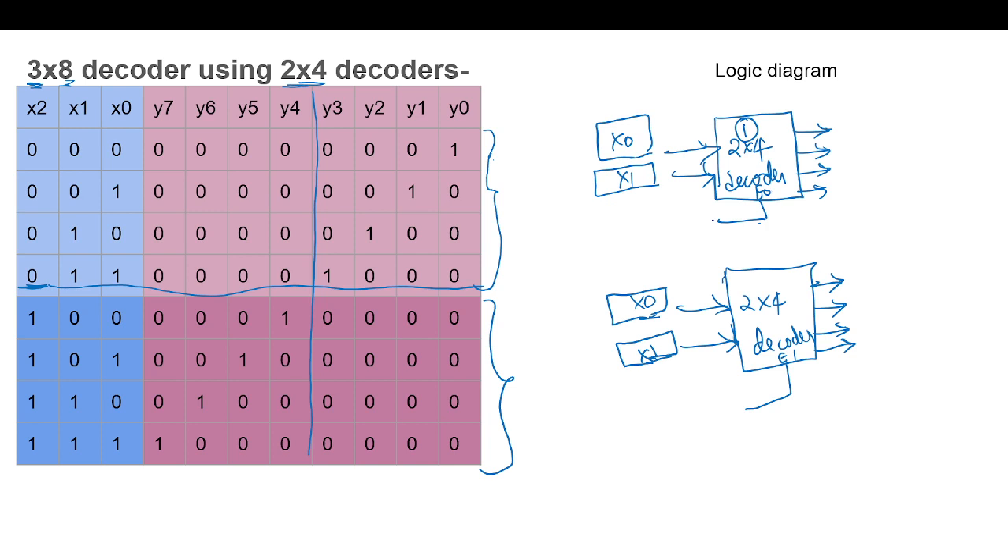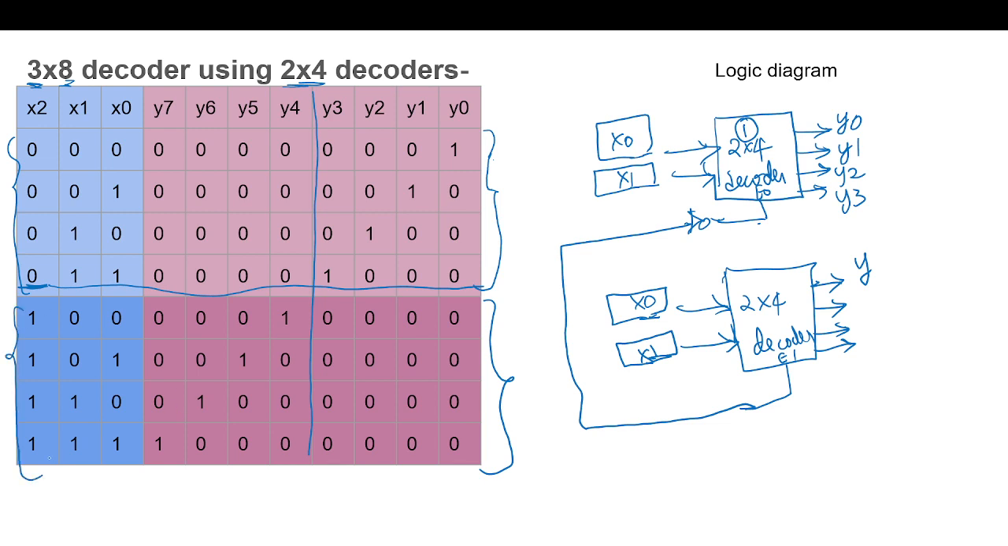So I will connect this if I'm giving y0, y1, y2, y3. That time this is 0. So I will connect a NOT gate and then E here, so that this is selected when x2 is 1. So we get y4, y5, y6, y7.